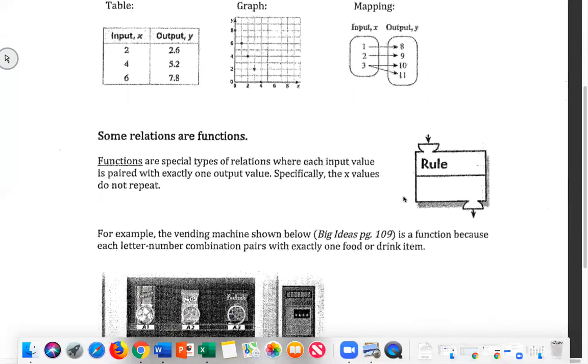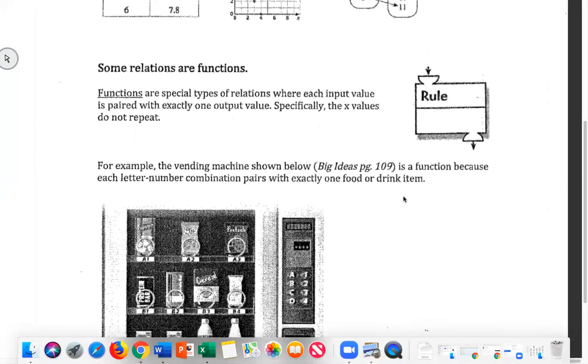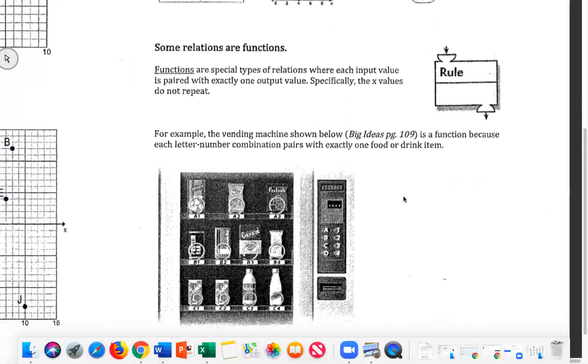Now a function. Okay, now functions are very important in this world. And we're going to talk about them. So a function is a special type of relation in which I put something in and I get exactly one thing out. Okay, now why is that very important? Well, let's talk about a vending machine, for example. A vending machine is a prime example of a function. If the vending machine wasn't a function, well, my life would be very interesting.